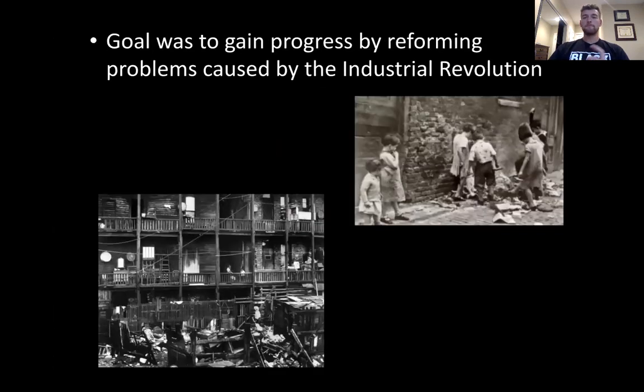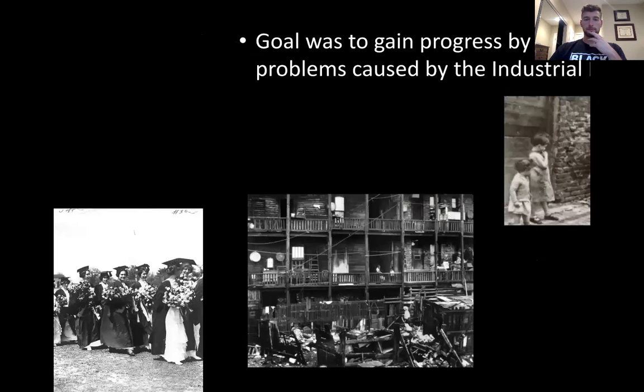So let's start off. The progressives. The goal of the Progressive Era was to gain progress by reforming problems caused by the Industrial Revolution. Some of these problems have to do with urban dwellings, the plight of the immigrant coming over, the lack of respect for women, and the lack of racial equality in our country. Among other things: healthcare, education. We're going to talk about a lot of these.